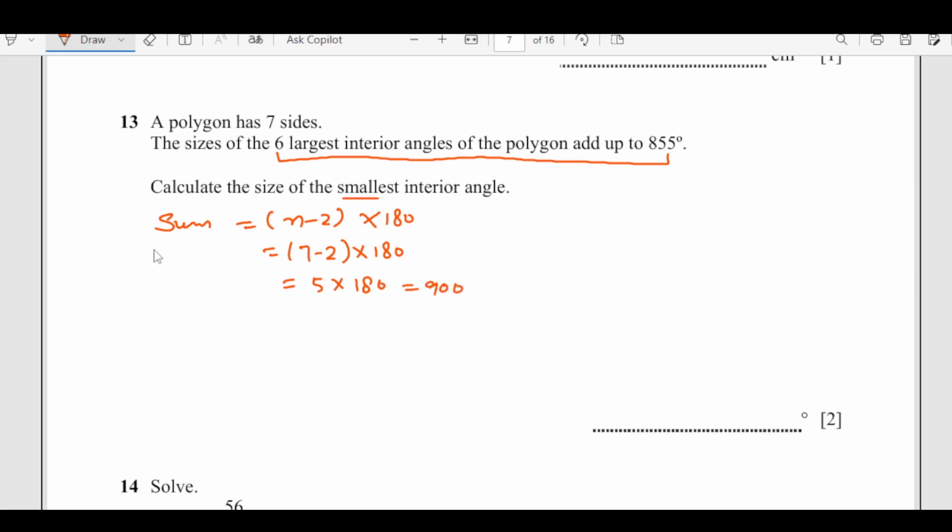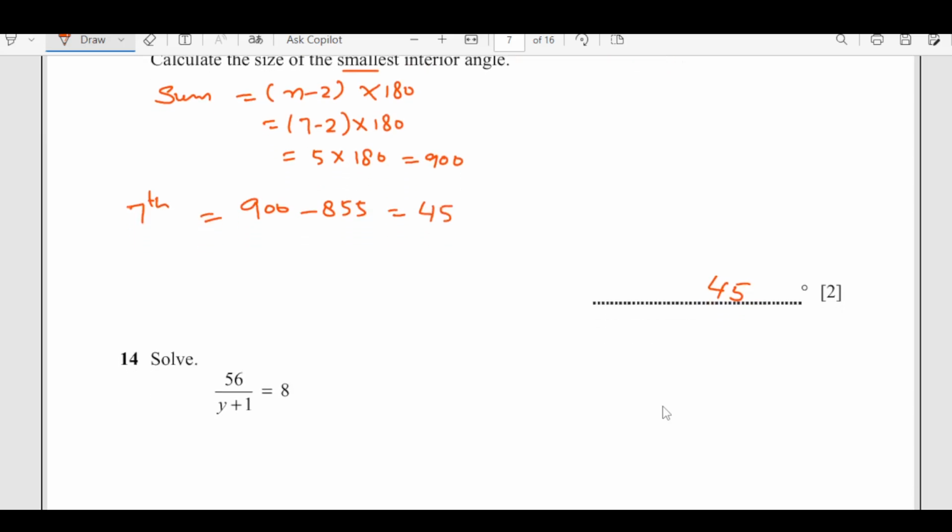So we are going to find out the 7th angle. 6 angles we are given. So the 7th one will be 900 minus 855, which comes out to be 45 degrees. So this is 45 degrees, right?